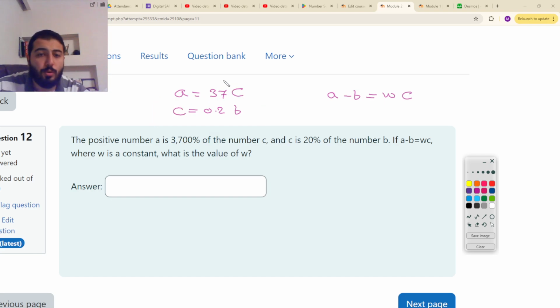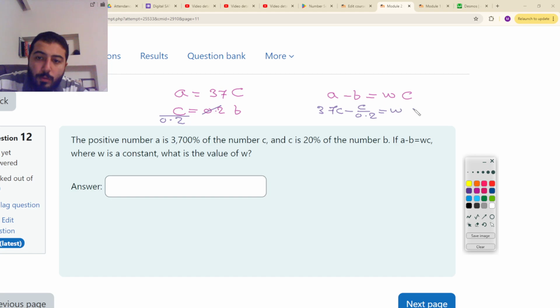So we will try to do something by equation manipulation. We cannot get a or b or c, but we want to compare both sides. Here is w times c, so I want the left hand side to be in terms of c. So I will remove a and substitute its value in terms of c, which is 37c. So 37c minus b. How much is b in terms of c? Let's put this 0.2 on the other side, so b is equal to c over 0.2.